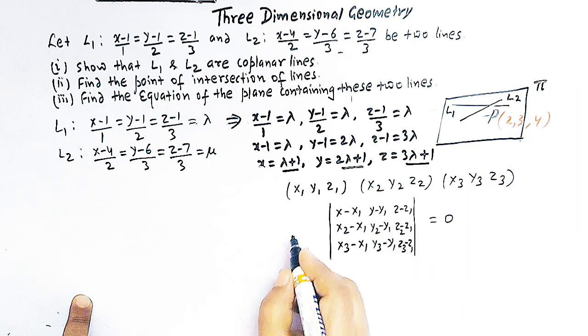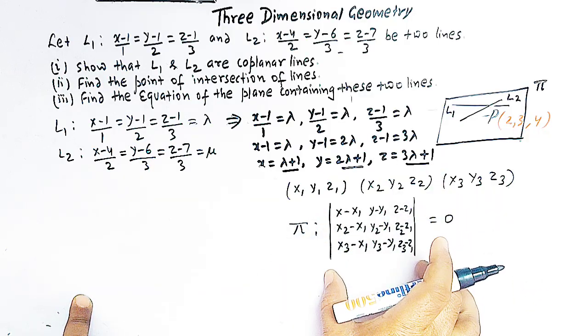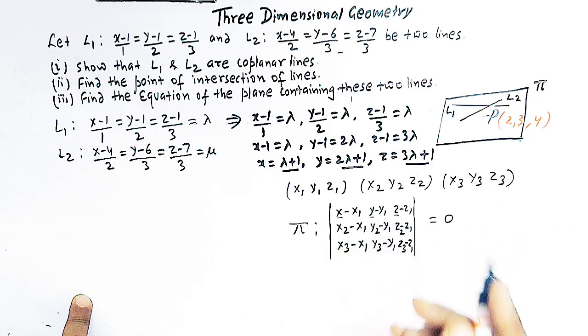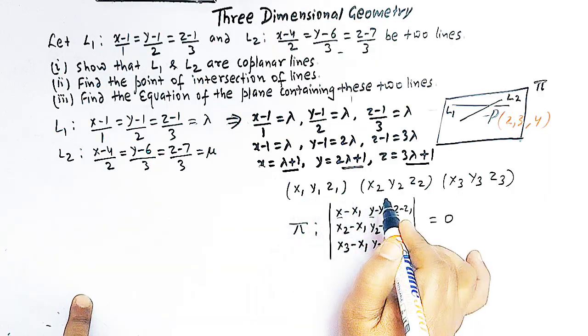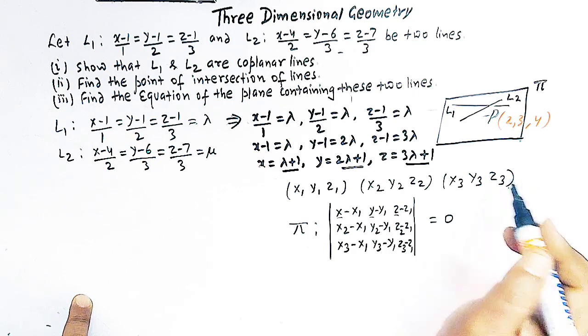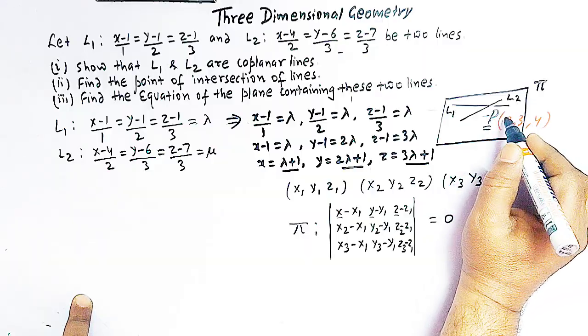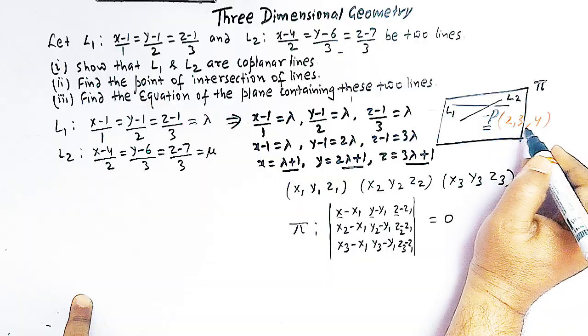So the equation of the plane pi is given by this determinant equal to 0, where x, y, and z are the coordinates of any point lying on this plane pi, right? So now let us see the coordinates x1, y1, z1, x2, y2, z2, and x3, y3, z3. Here we already have one point, that is P, which is the point of intersection of the lines L1 and L2. So this is 2, 3, 4.